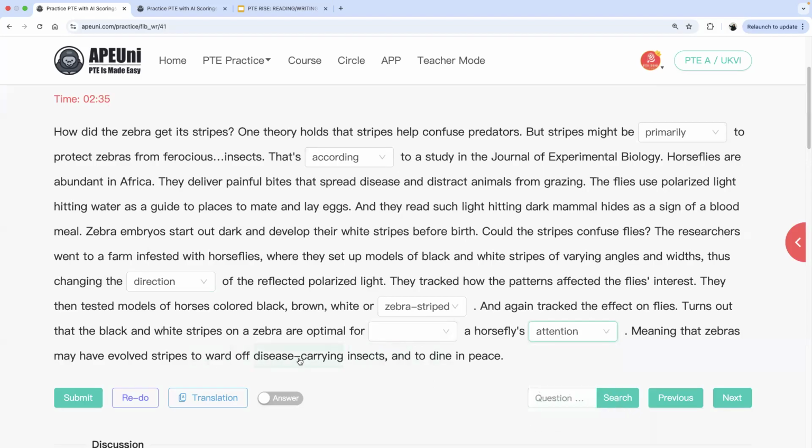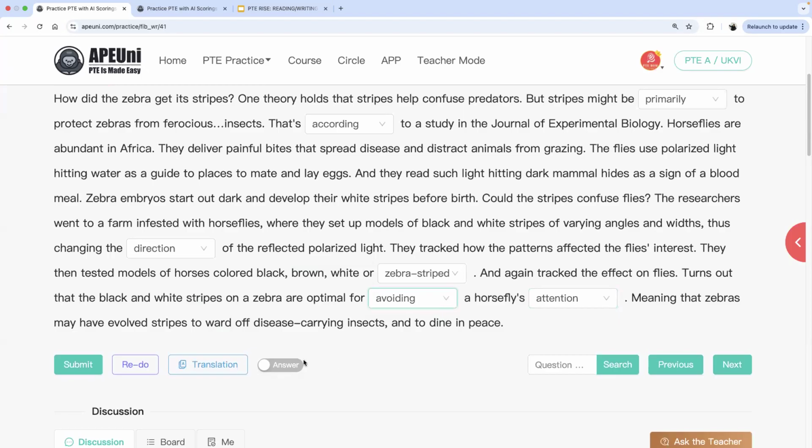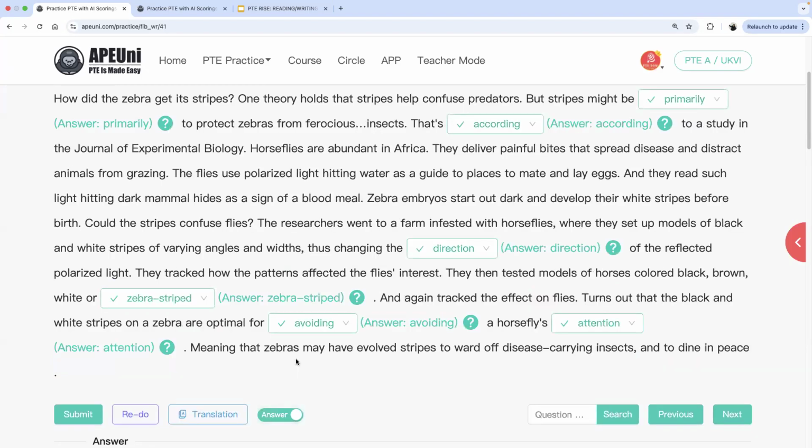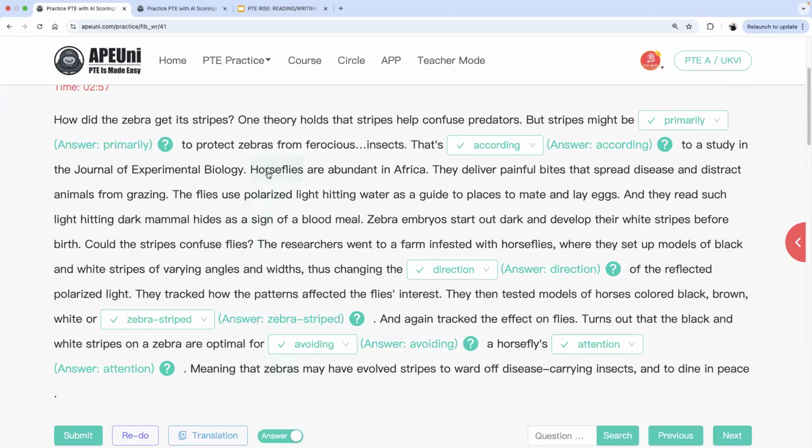It's saying they want to send these disease-carrying insects away. Ward off means to avoid. So for avoiding a horse fly's attention, you don't want to be in their eyes, so you want to avoid it. Makes sense. Good.